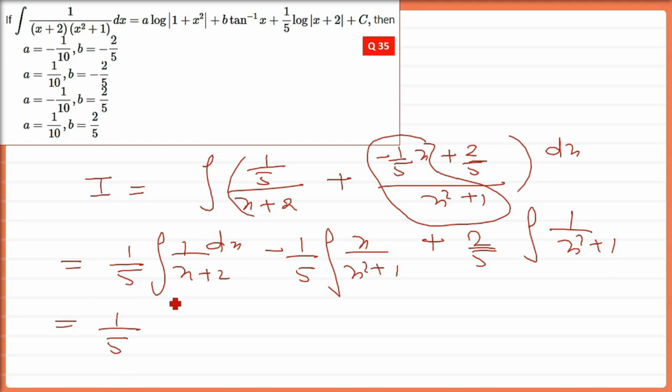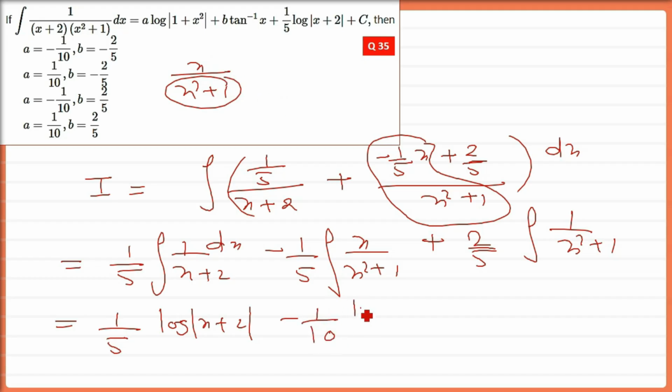So 1 by 5 times the integration of 1 by x plus 2 will be simply log of x plus 2. Now approaching the next part: negative 1 by 5 times x by x square plus 1. Take x square plus 1 as t, and you will get a dt in the numerator. So that's how you can do it, and it will be log only: minus 1 by 10 log of modulus of x square plus 1. The last one is 2 by 5, and again it will be 1 by 10 inverse x, using the formula with x as x and a as 1. So 2 by 5 tan inverse x plus c.